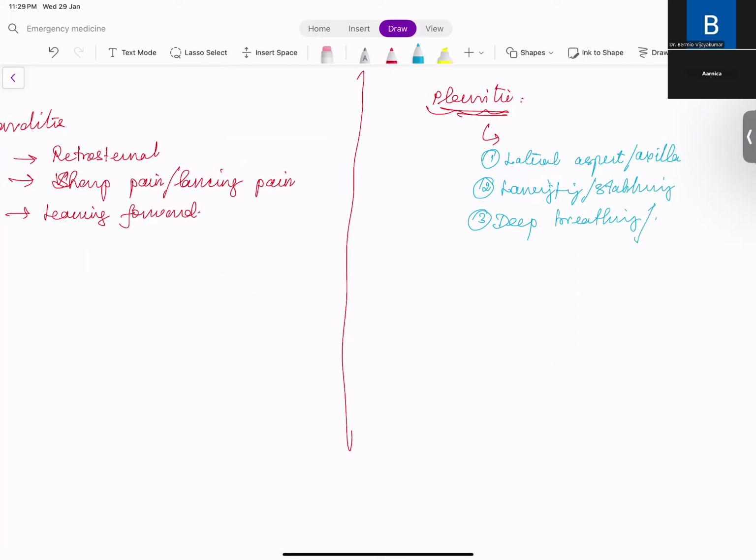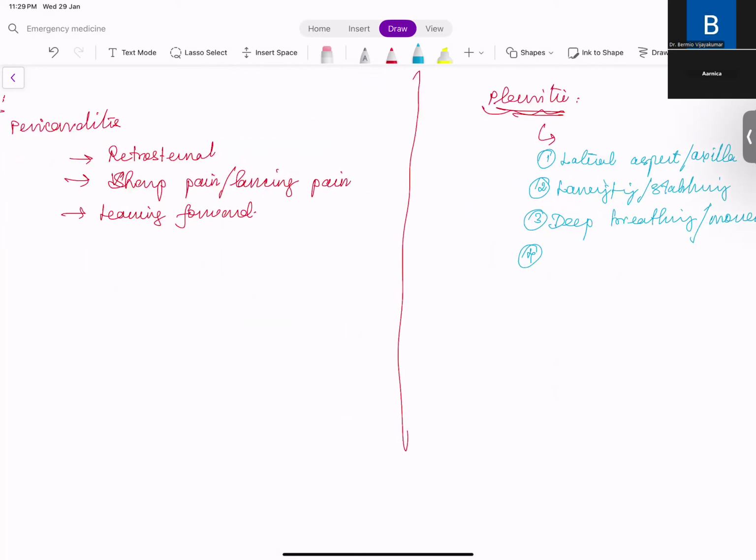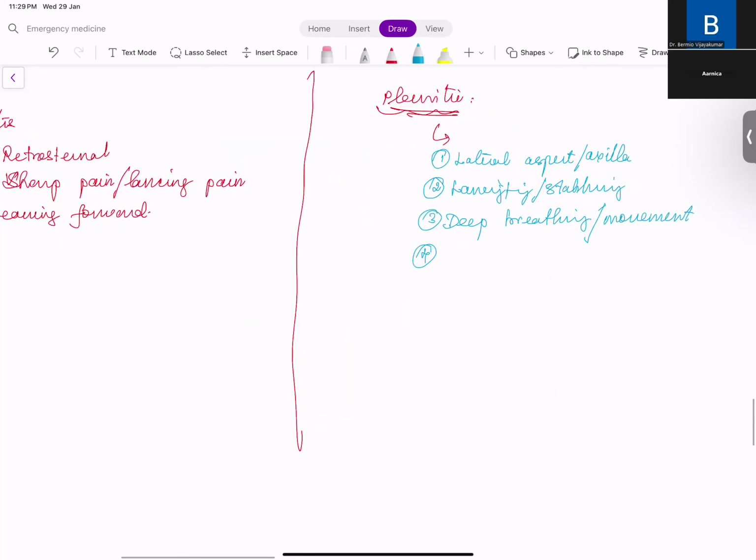or movement. If they turn around in bed, pleura will rub against each other and there will be pain. What relieves the pain? Like in pericarditis, when they lean forward, the pericardium comes in contact with the chest wall. In pleuritis, when they lie on the side of the lesion, the chest wall comes in contact with the bed. It's called auto-splinting. This will reduce the pain.